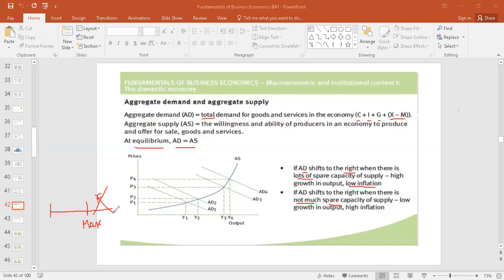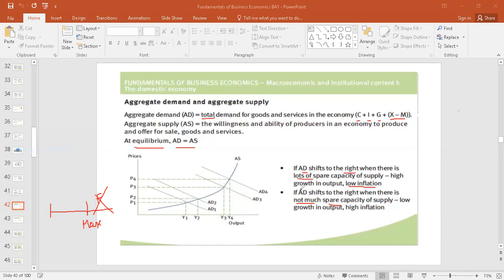So here it says that if AD shifts to the right when there is not much spare capacity of supply, there is low growth in output. So output doesn't grow. They would not immediately think about going beyond the maximum capacity for fear of an increase in the cost.